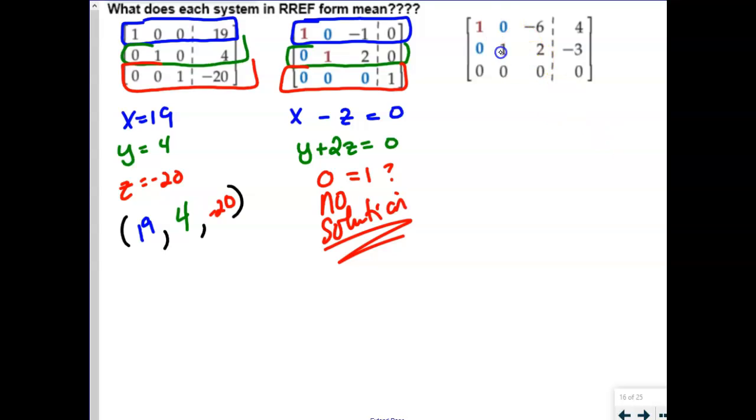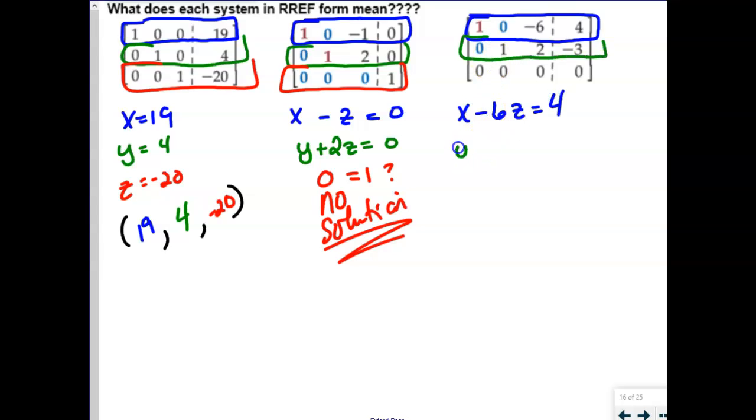All right, this next one. This is the more difficult one, guys. So hang with me. Just like you did on the previous question, can you translate this line for me? Very nice. X minus 6Z equals 4. Very good. Y plus 2Z equals negative 3.